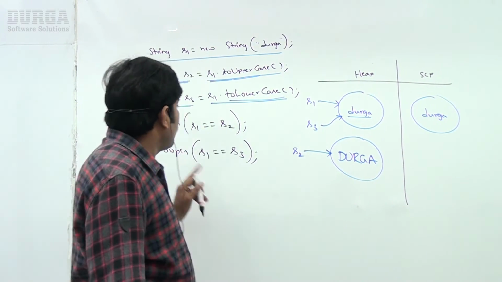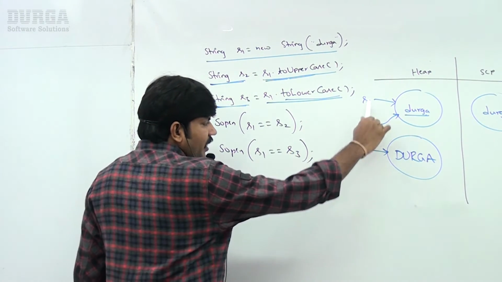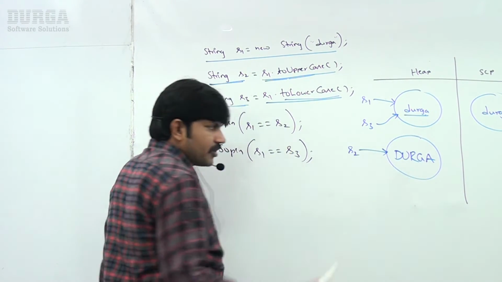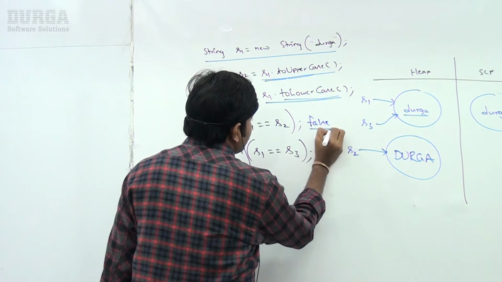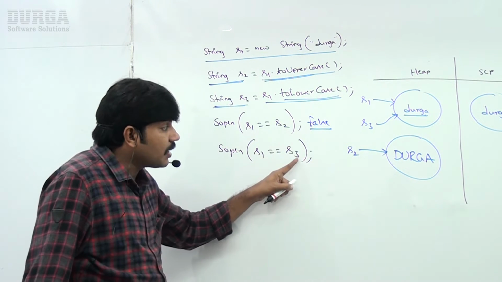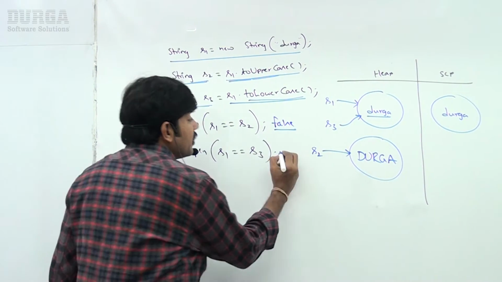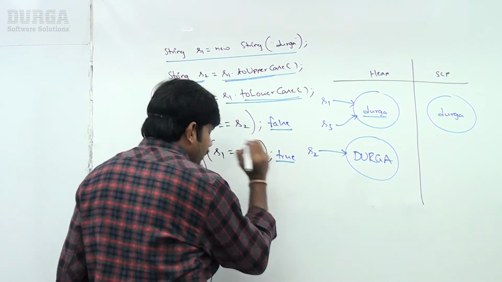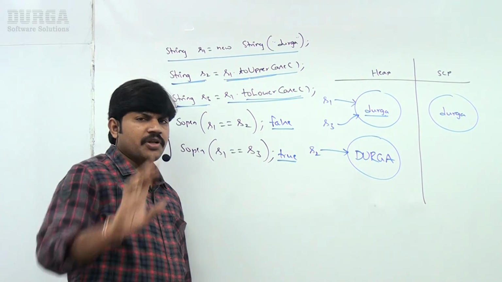Clear, right? Sir, now System.out.println of s1 == s2. s1 and s2 are not pointing to the same object. That's why false is the answer in the first case. Next, s1 == s3, both are pointing to the same object. That's why true is the answer, right? Very simple, straightforward. You can ask only one question.